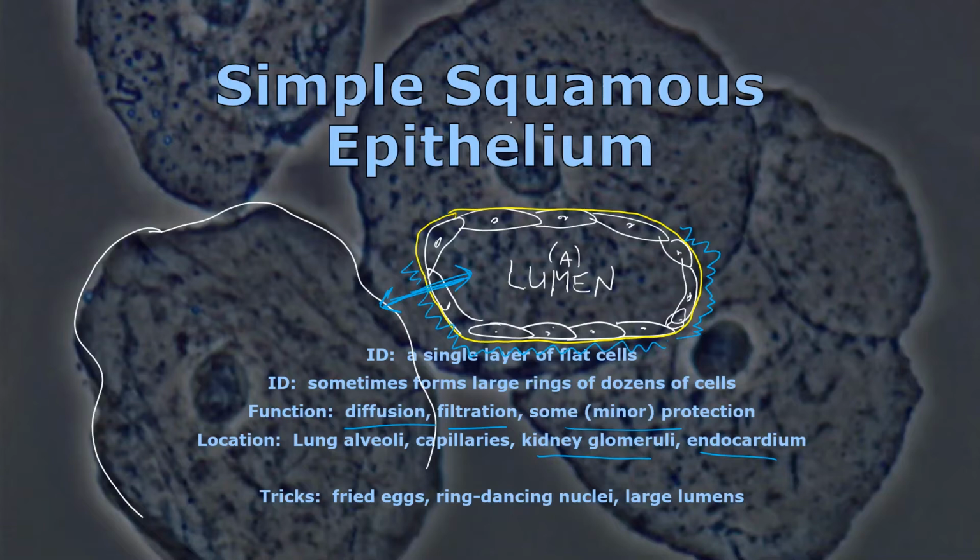All right, my tricks again. Fried egg look like you see in this picture, the ring dancers like I've drawn in these pictures, and possibly you have a large lumen. If you see a large lumen, this open space in the center like a soda straw opening, you know you're looking at epithelial tissue.